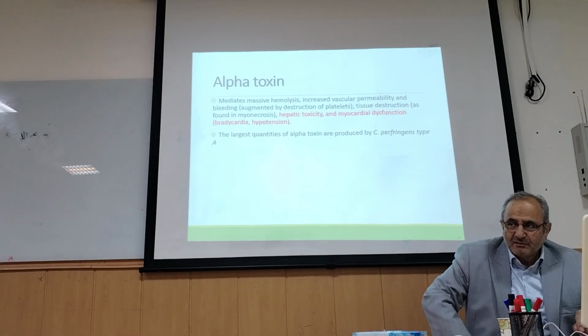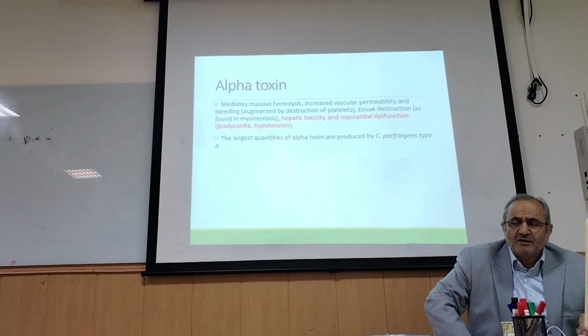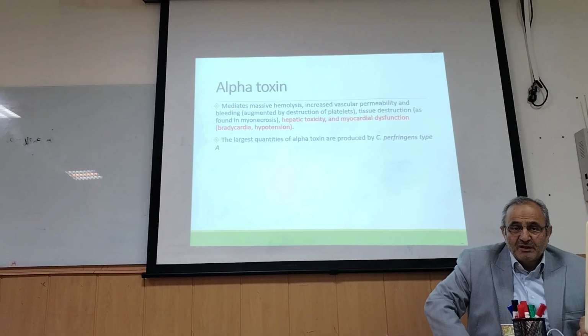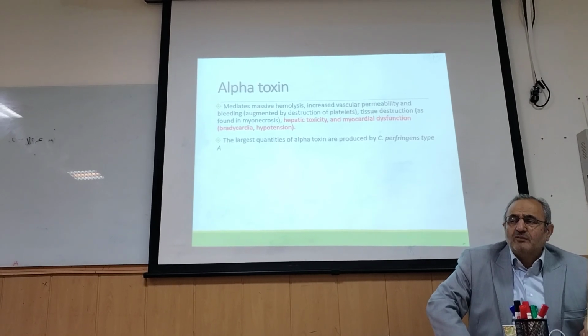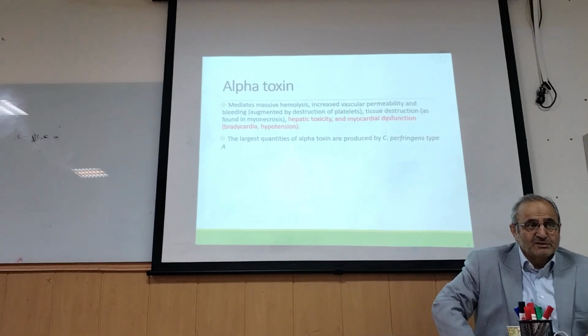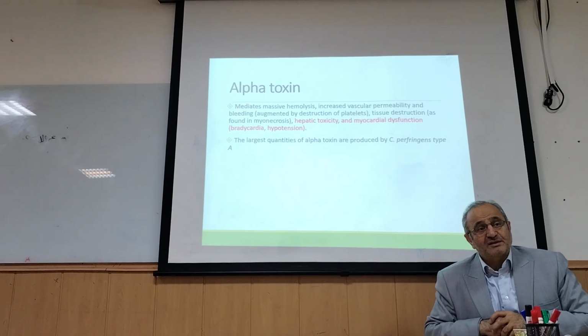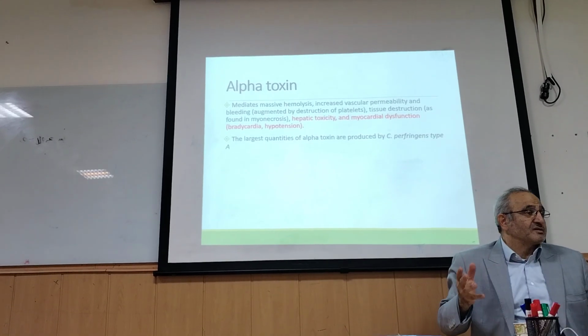Type A Clostridium produces the largest amount of this toxin. It is produced by all types, but type A is the strongest. So differences exist between the strains of Clostridia in terms of production of different toxins.